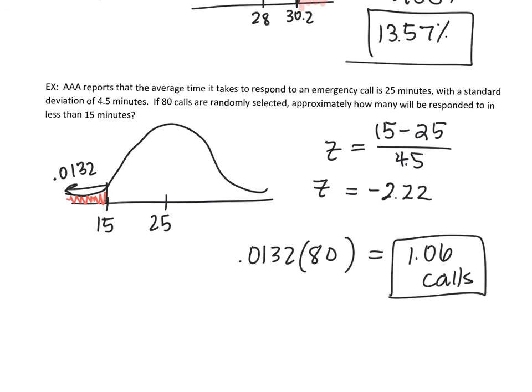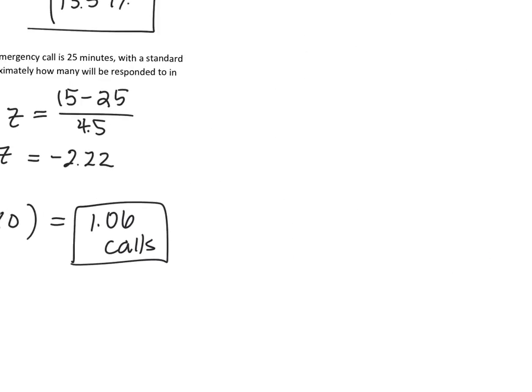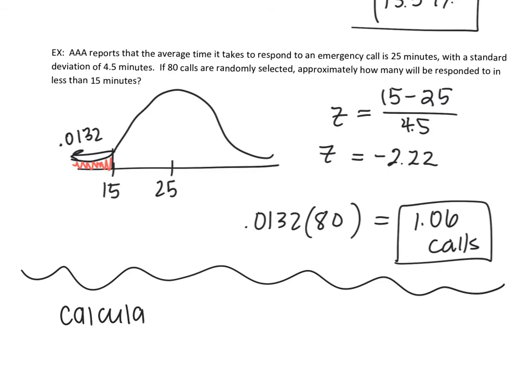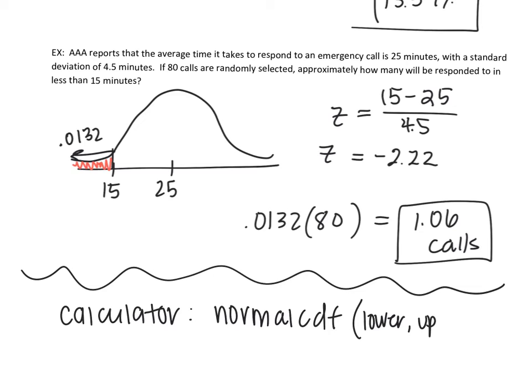Now there is a way to calculate z-score using your calculator. So like, what if the z-score we're given doesn't fall in our table? And so if we want to use our calculator, we want to use the button normal CDF, and then we put our lower bound, our upper bound, and then we put the mean and standard deviation. Okay? And I'll show you in class where you can find this function in your calculator, so you can use that if you're not comfortable with using the z-score table.